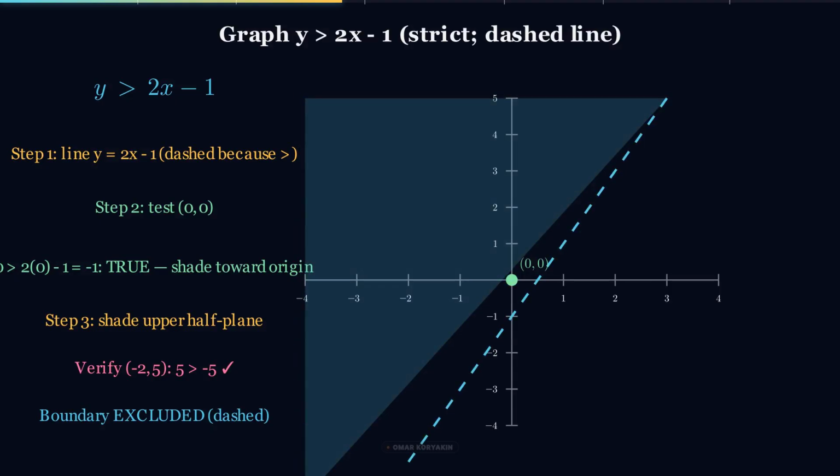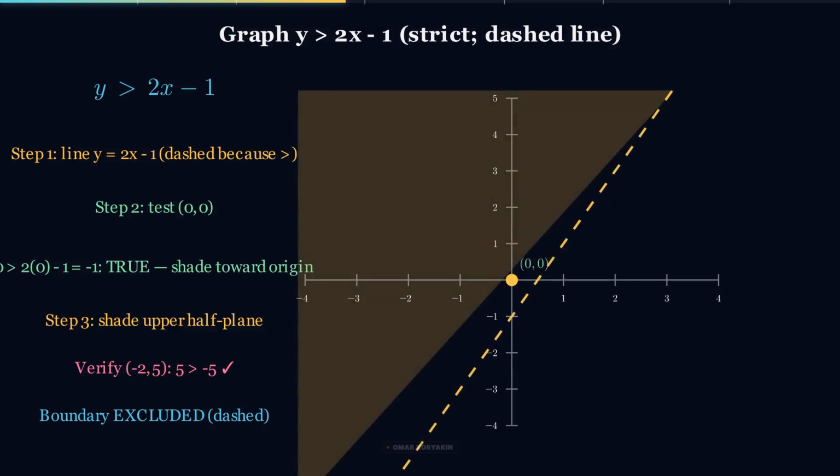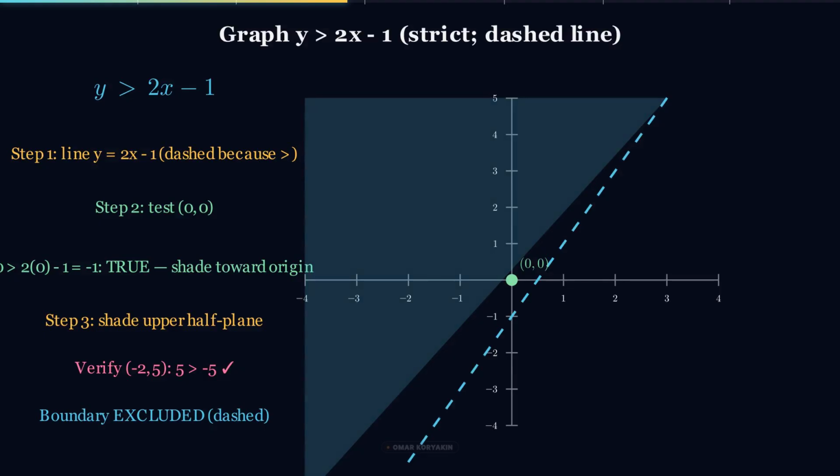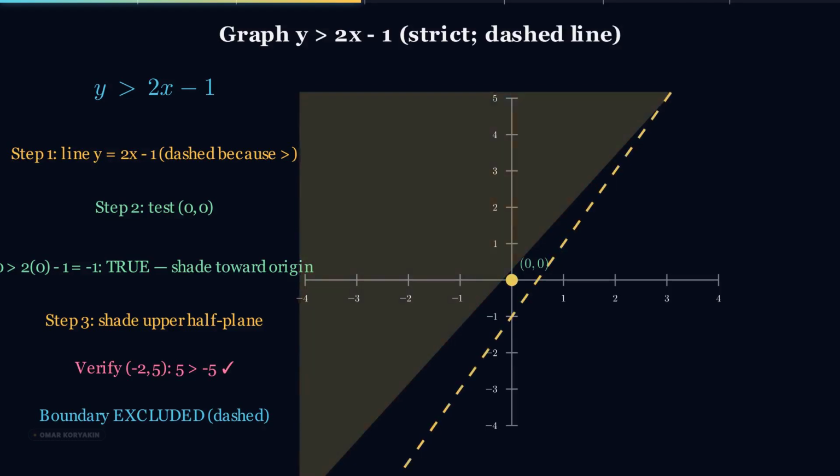The big lesson from this example is the strict inequality case with a dashed line and the origin as the test point. The 3-step procedure of draw boundary, test, shade works mechanically once the line style and test point are chosen carefully. The dashed line is the visual signal that the boundary points are not solutions, and the shading is the visual answer to the inequality. Practice the procedure on a few examples, and the half-plane graphing becomes automatic for any two-variable linear inequality.